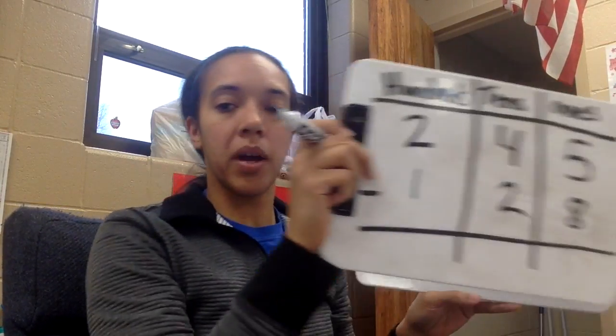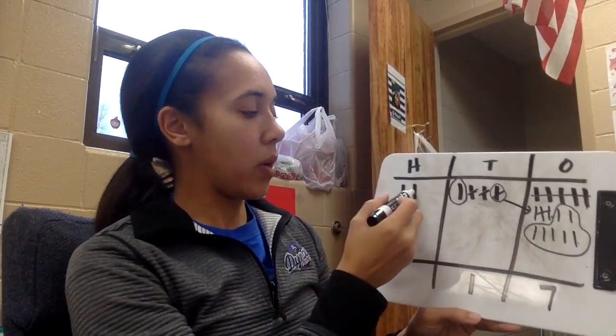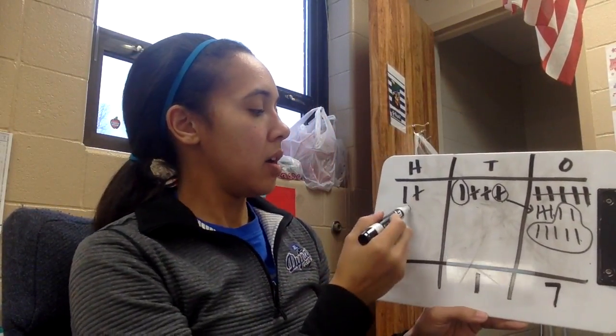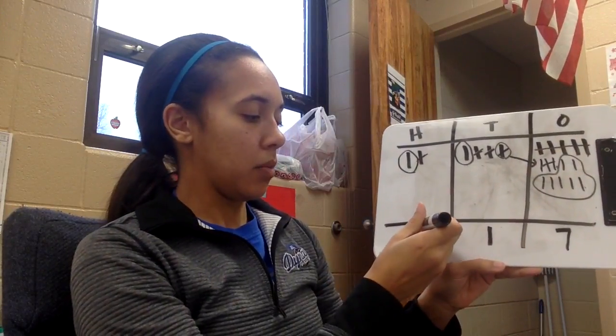And now I'm going to go over to my hundreds place where I have 2 and I need to take away 1. So I'm taking away 1 here. This is what's left. I'll move my 1 down here.